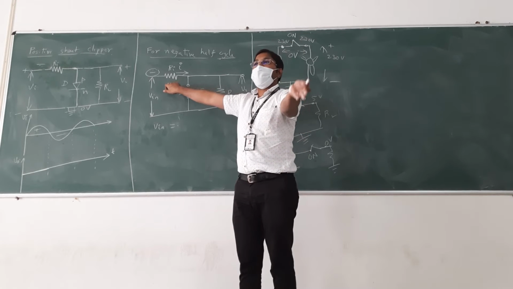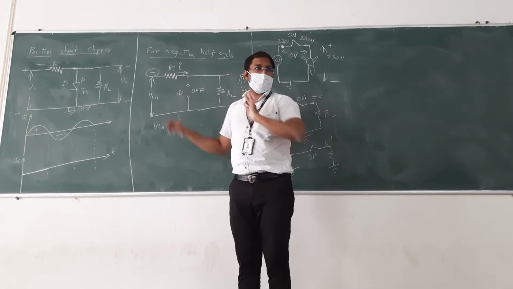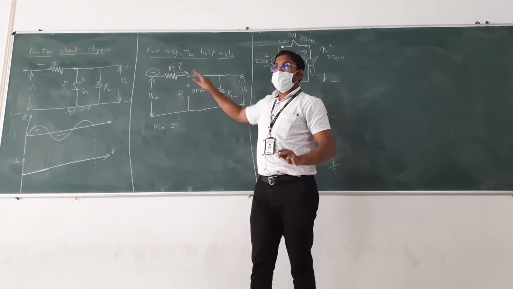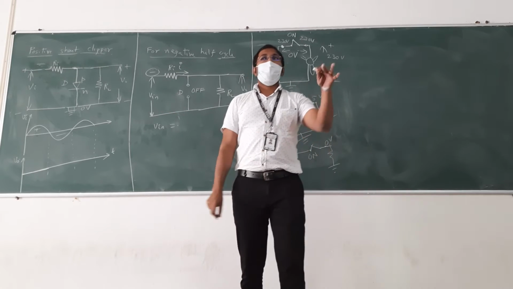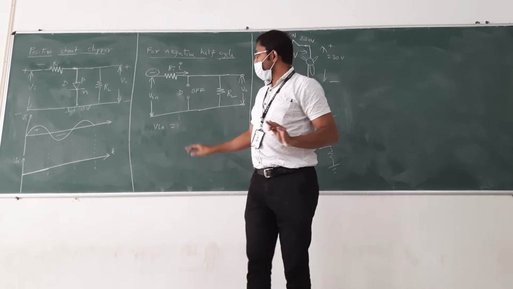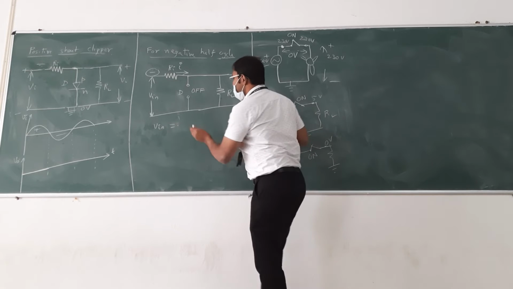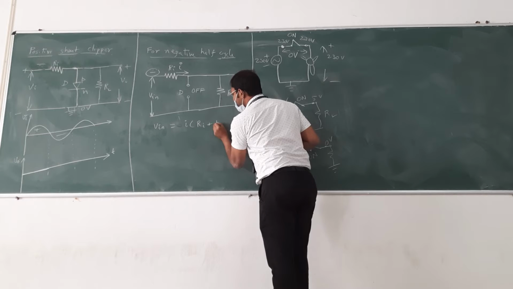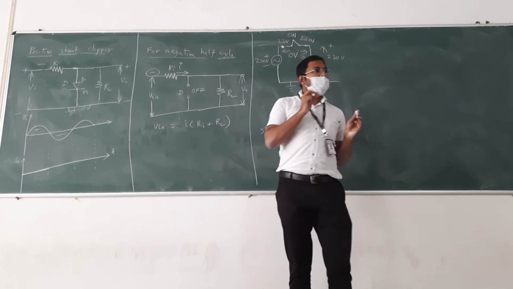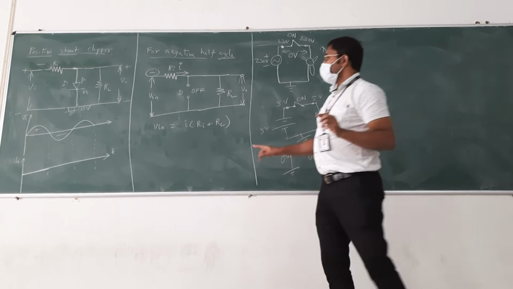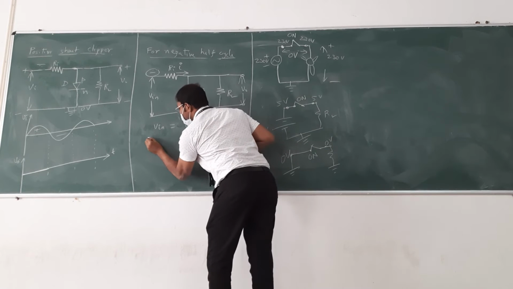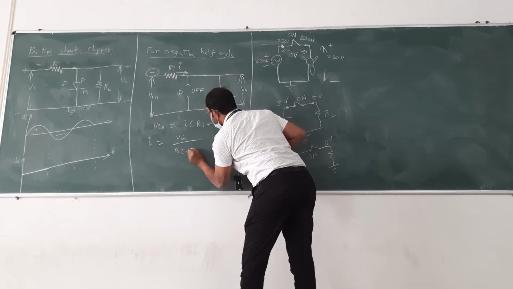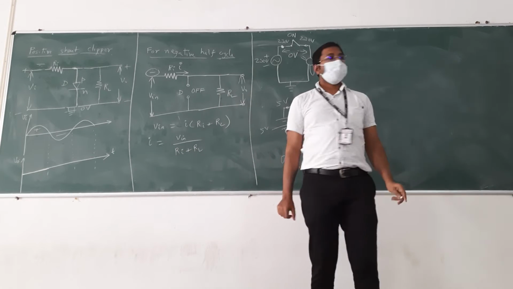Ohm's law: voltage is equal to current into resistance. Okay? The two resistors are in series, so the equivalent is addition. So tell me what will be V in? I into (R_i plus R_L). Right? This will be V in. So what will I be? V in by (R_i plus R_L).